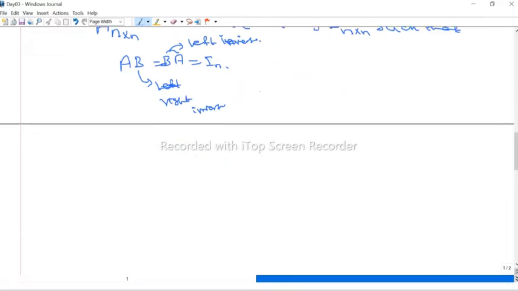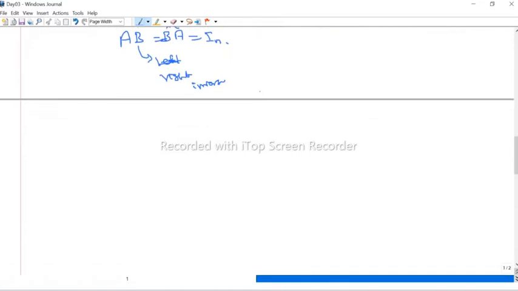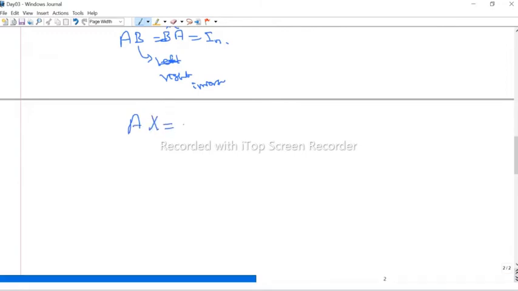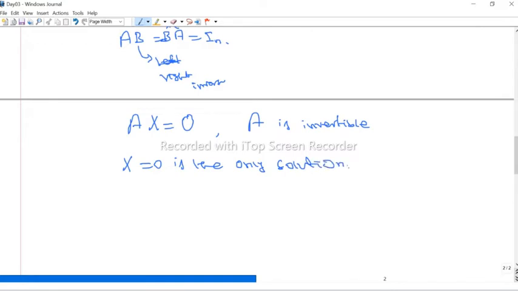Suppose a matrix is invertible, and suppose we have a system of homogeneous equations, Ax equals 0. If A is invertible, then the system has a unique solution, x equals 0, because you can multiply both sides by A inverse and get x equals 0. So x equals 0 is the only solution of the homogeneous equation Ax equals 0, provided A is invertible. And A invertible means it should be a square matrix.